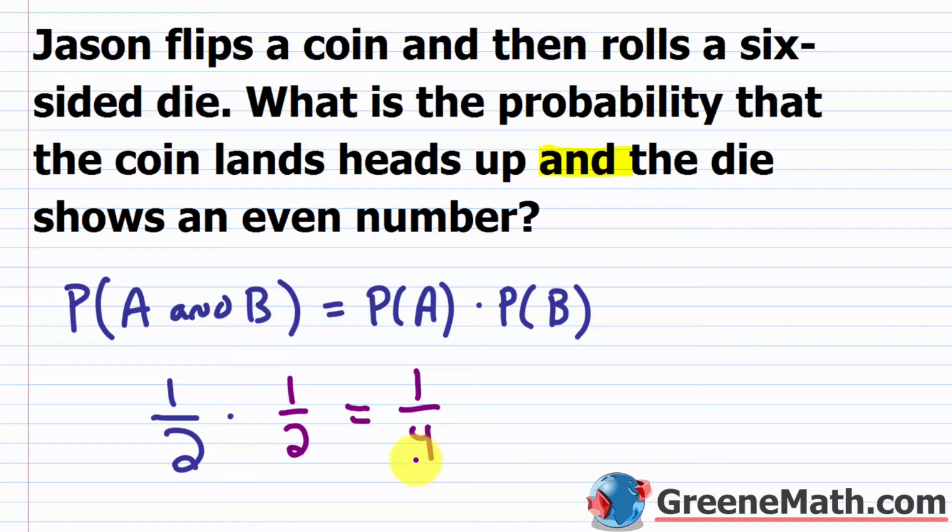So essentially the probability of this Jason guy flipping a coin and getting a heads up, and also taking a die and rolling it and getting an even number is 25%.